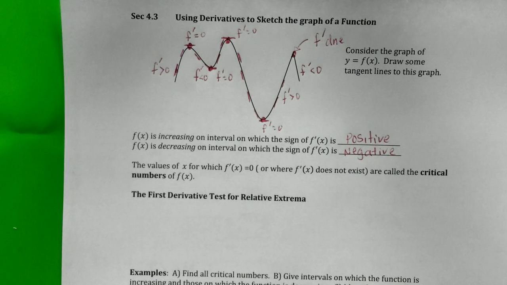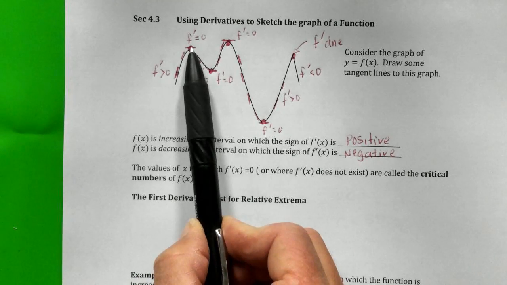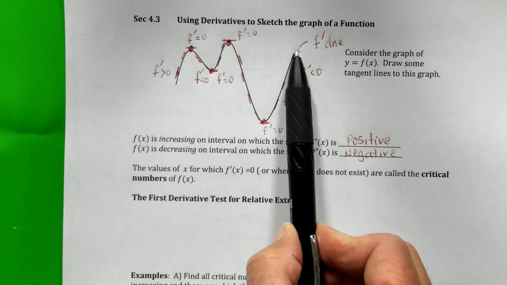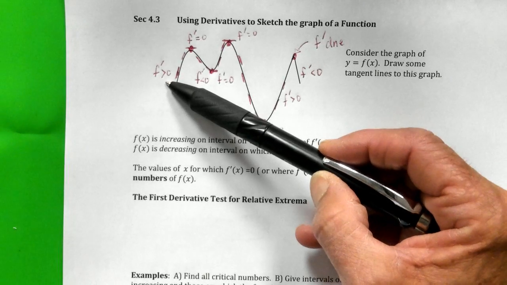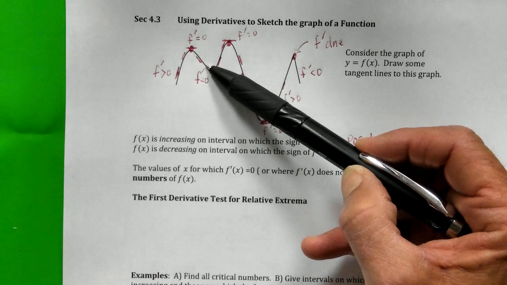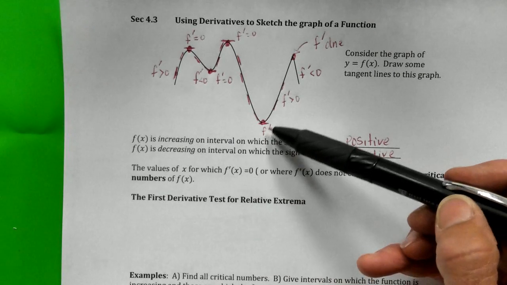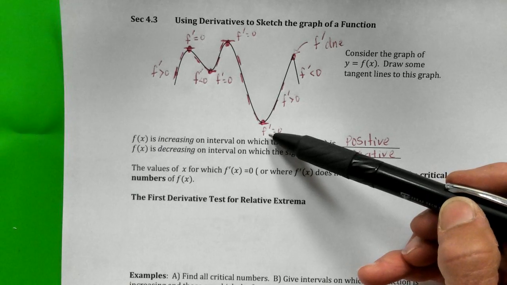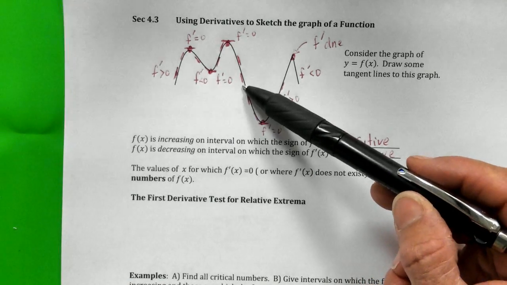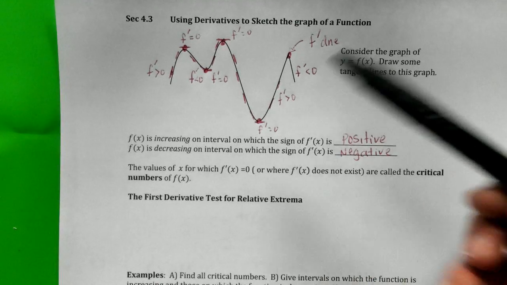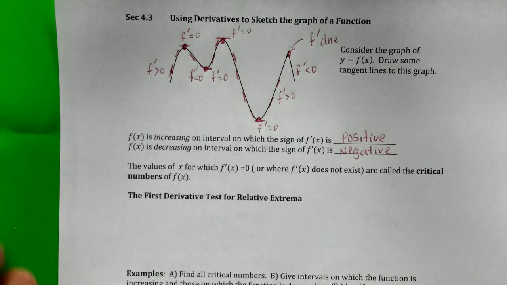So look at what happens to get a relative maximum. You have to have a critical number, either where the derivative is 0 or where it doesn't exist, and the slope changes from a positive number to a negative number. To have a relative minimum, it has to go the other way. You have a critical number, and the slope changes around that critical number from negative to positive. That's called the first derivative test for relative extrema.